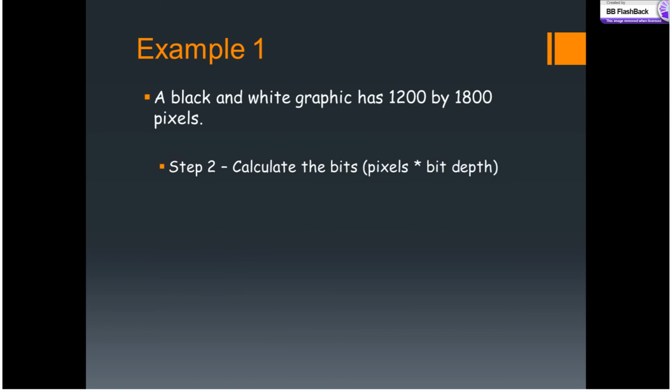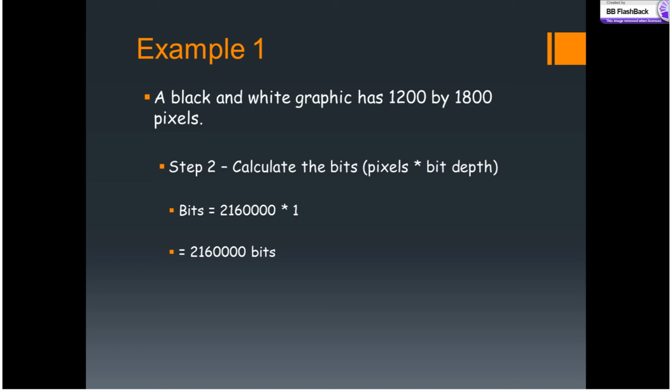Step 2 is calculate the bits. To calculate the bits, I multiply the total number of pixels, that 216,000, by the bit depth. Now this one's nice and easy because the bit depth is 1. Remember, I know the bit depth is 1 because it was a black and white image. So multiply that, and funnily enough, your answer is going to be 216,000 bits. I've got my bits, now I need to convert into appropriate units.